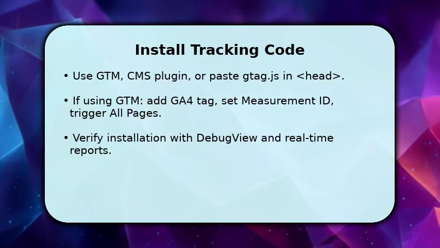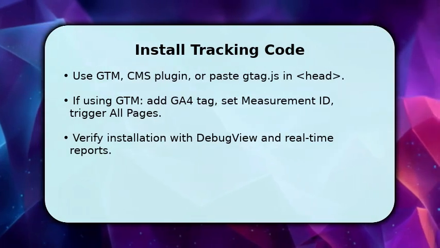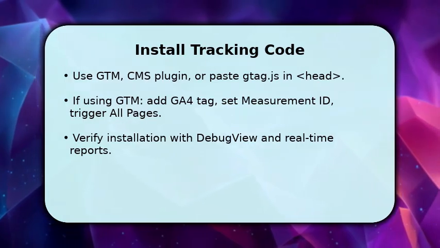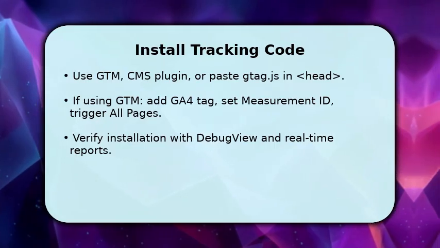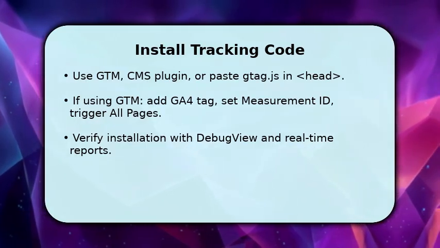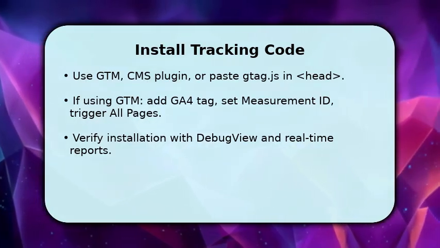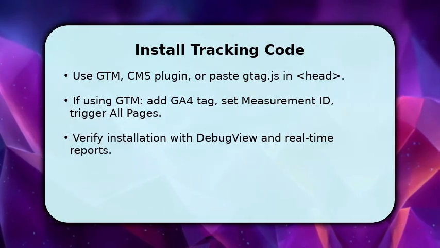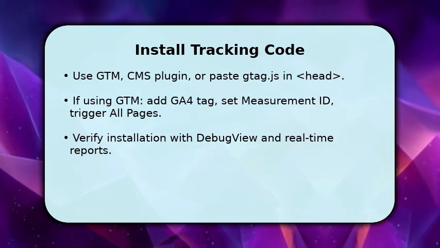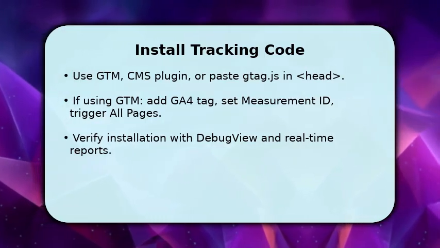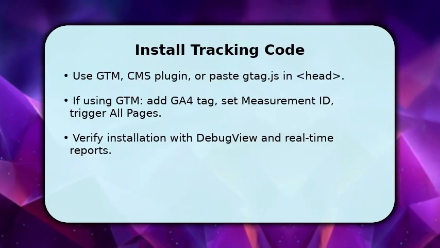You'll install tracking using Google Tag Manager, a CMS plugin, or by pasting the gtag.js snippet into your site's head. If using GTM, create a new GA4 configuration tag, enter the measurement ID, set the trigger to all pages, and publish the container. If editing files directly, paste the provided gtag.js above the closing head tag on every page.